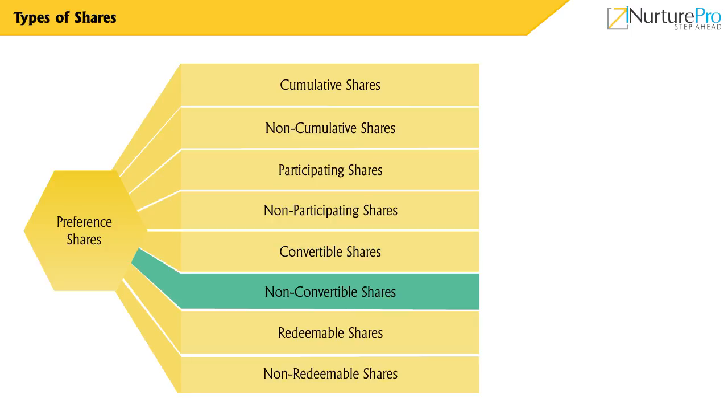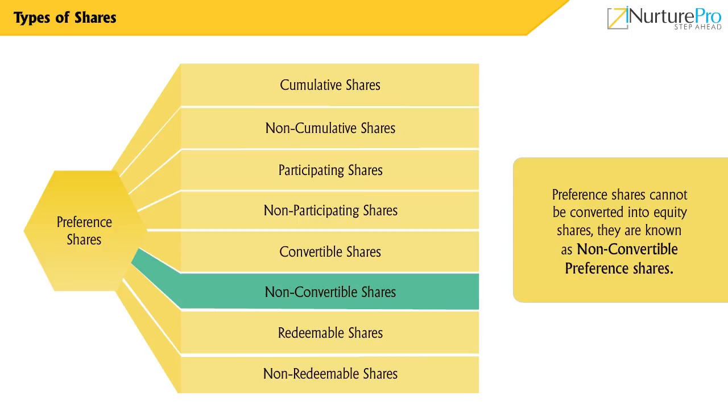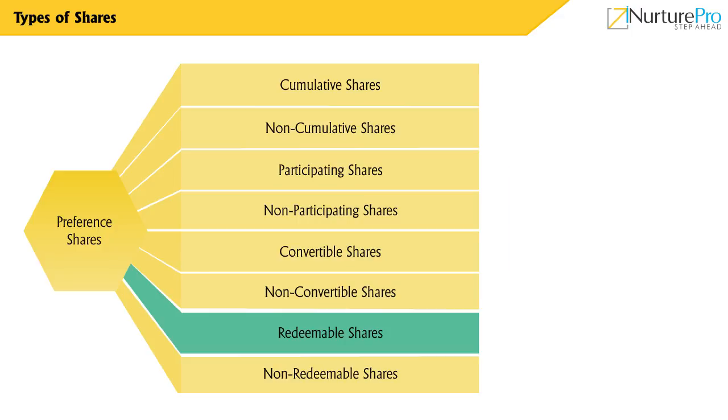Non-convertible preference shares. When preference shares cannot be converted into equity shares, they are known as non-convertible preference shares. Once issued as preference shares, they continue to remain so throughout the lifetime of the company without any change in their characteristics.